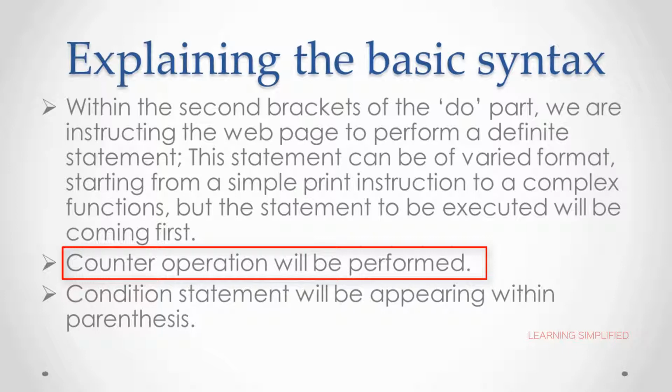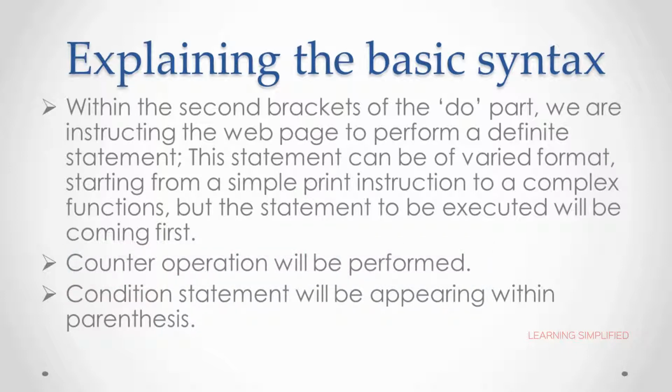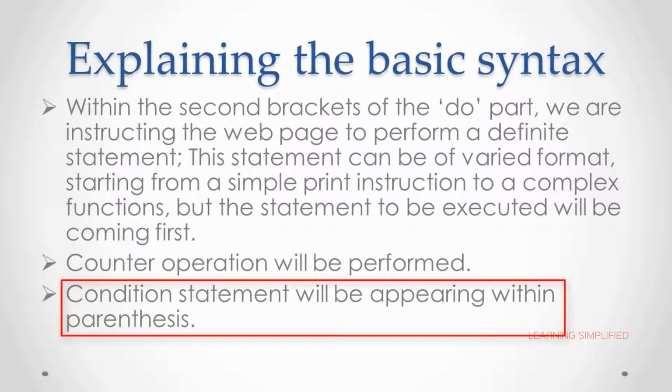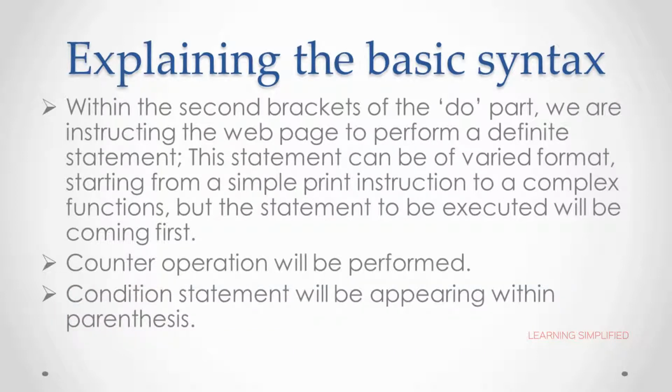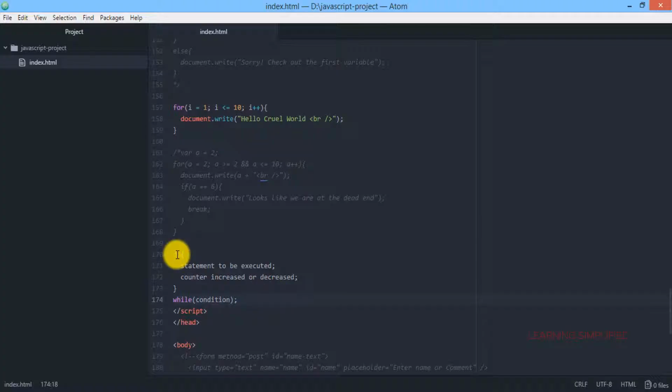That means the counter will be increased, or decreased, or multiplied, added, subtracted, or anything of this sort. Those counter operations will be performed over here. All these things are as per the criteria of the project. And in the last case, the condition statement will be appearing within parentheses. That means the conditions will be appearing within the first brackets. It could be a very simple condition, or a complex condition. All the complex or simple conditions needed in accordance with the project will be coming within this first bracket. So let's see the live result.